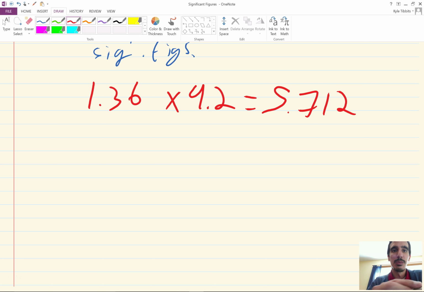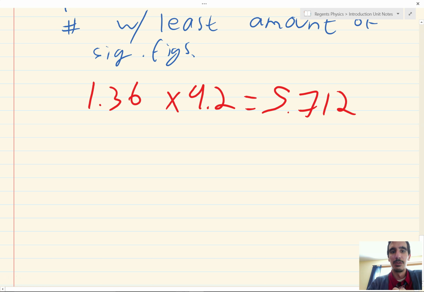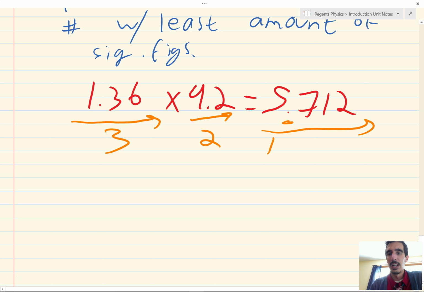Let's look at which number is the least significant. Decimal is present in both of them, so we're counting right to left. This one has 3 sig figs. This one has 2 sig figs. So our answer could only have 2. Decimal is present over here, so we're counting right to left as well. 5 is our first one, 7 is our second one. So our answer, with only 2 sig figs, is 5.7.